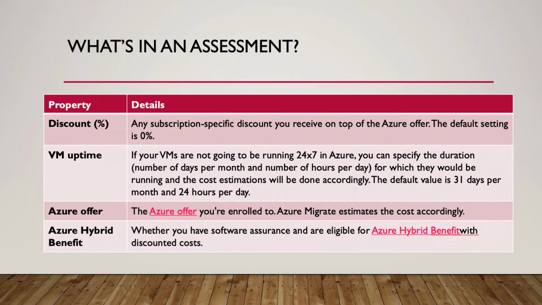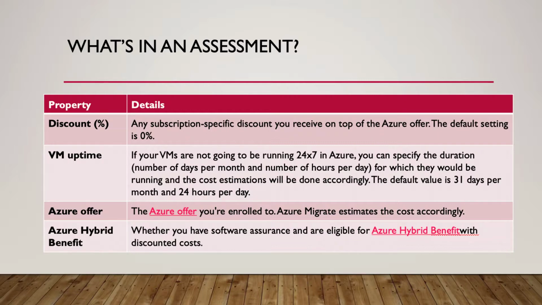Next property is the VM uptime. If your VMs are not going to be running 24/7 in Azure, you can specify the duration, which is the number of days per month and number of hours per day for which they would be running, and the cost estimation will be done accordingly. The default value is 31 days per month and 24 hours per day. So basically 100% of the time.